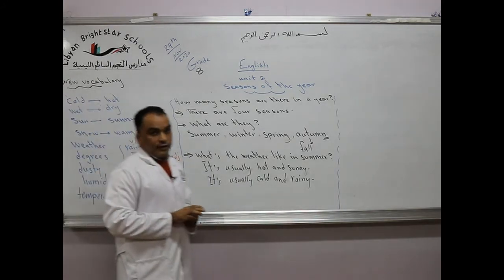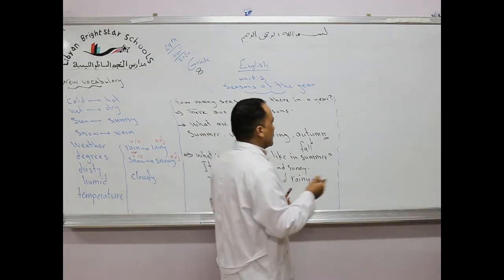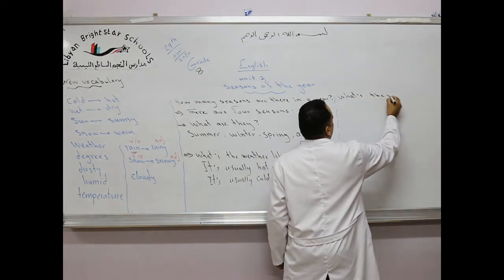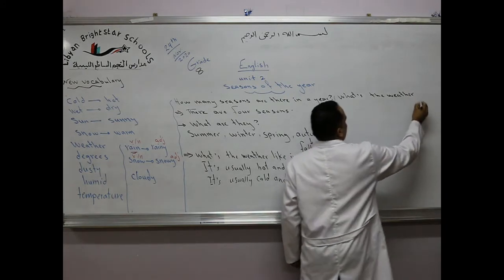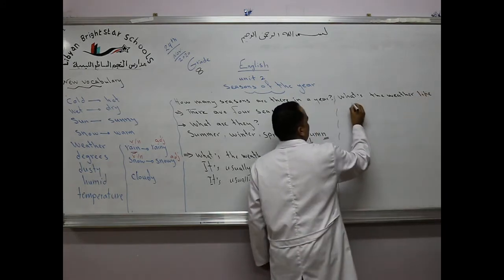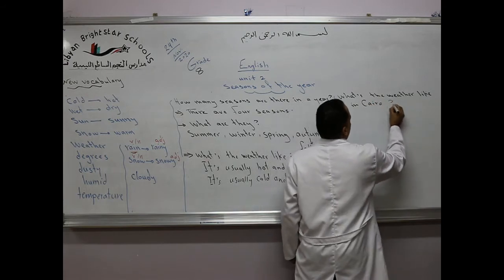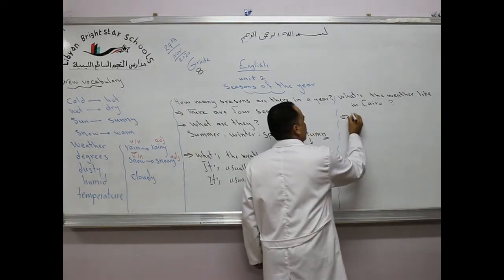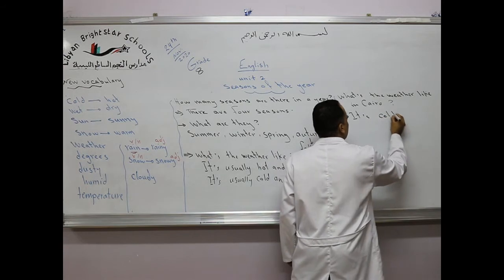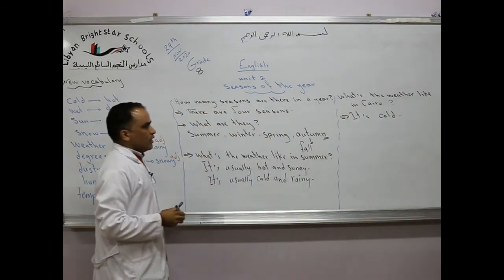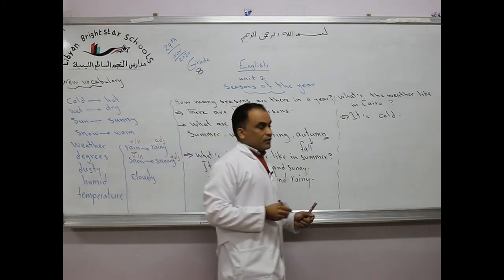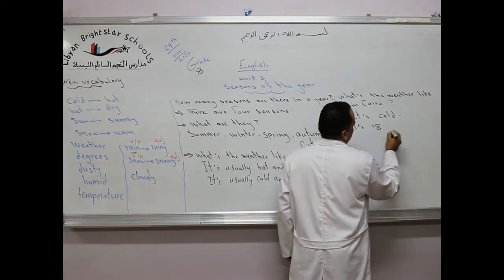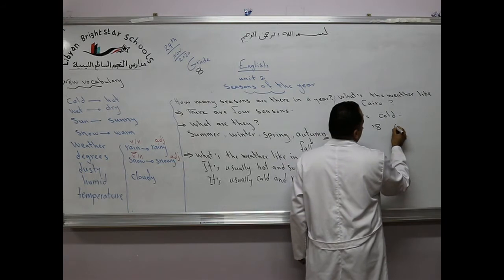To ask about the weather condition right now, we use this structure. What's the weather like in Cairo? What's the weather like in Cairo right now? It's cold. What about temperature? I think it's 18 Celsius degrees. It's 18, okay, Celsius degrees.